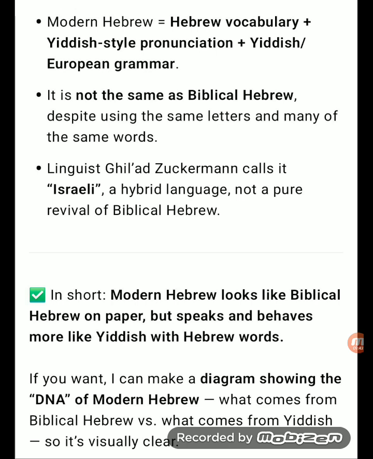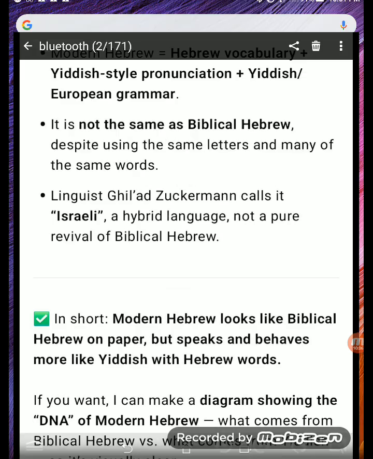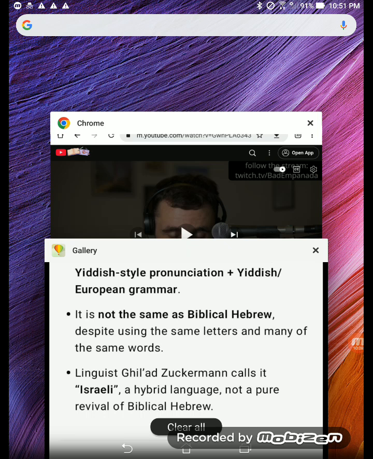It says linguistics. Zuckerman calls it Israeli, a hybrid language, not a pure revival of biblical Hebrew. In short, modern Hebrew looks like biblical Hebrew on paper, but speaks and behaves more like Yiddish with Hebrew words. Well, there you go. Let's get into this definition of Yiddish so you can understand.